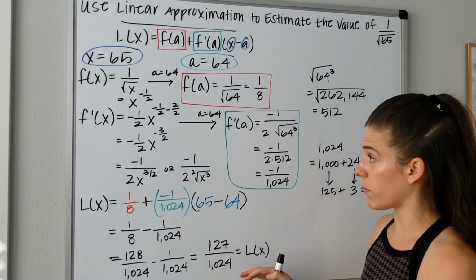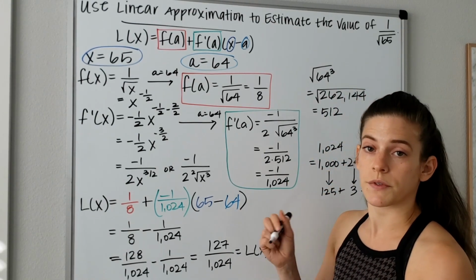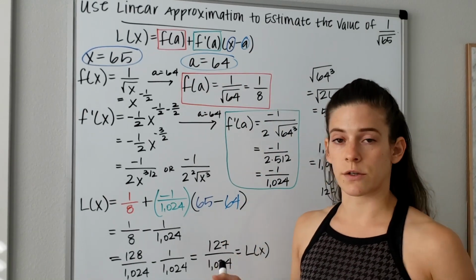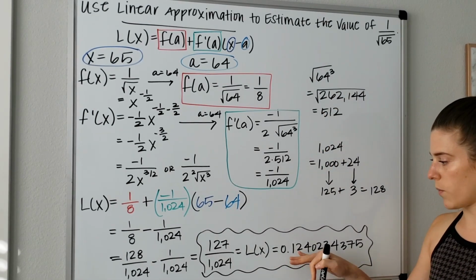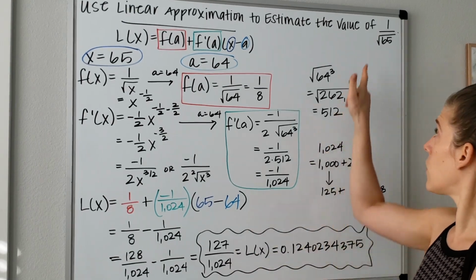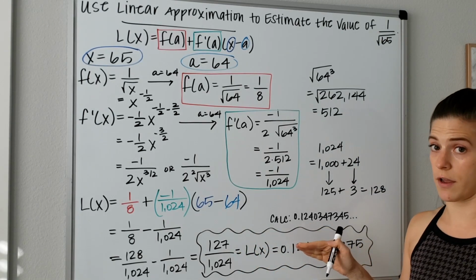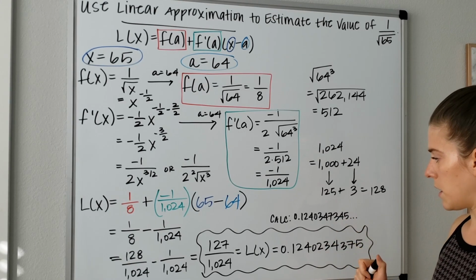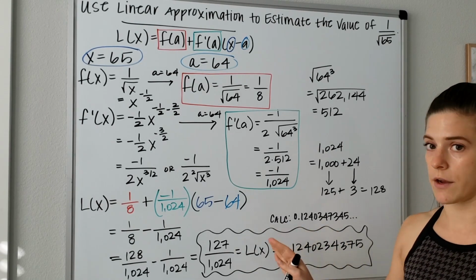127 over 1024 is our estimated value for 1 divided by the square root of 65 using the linear approximation formula. If your professor or tester is looking for a decimal, your decimal answer is going to be this, 0.1240, and so on. You can check this answer by typing in 1 divided by the root of 65 in your calculator, which is going to give you a very, very close number. These two numbers are right on top of each other. We're off by maybe 100,000th or so. So you can be confident that this is a very accurate estimation.